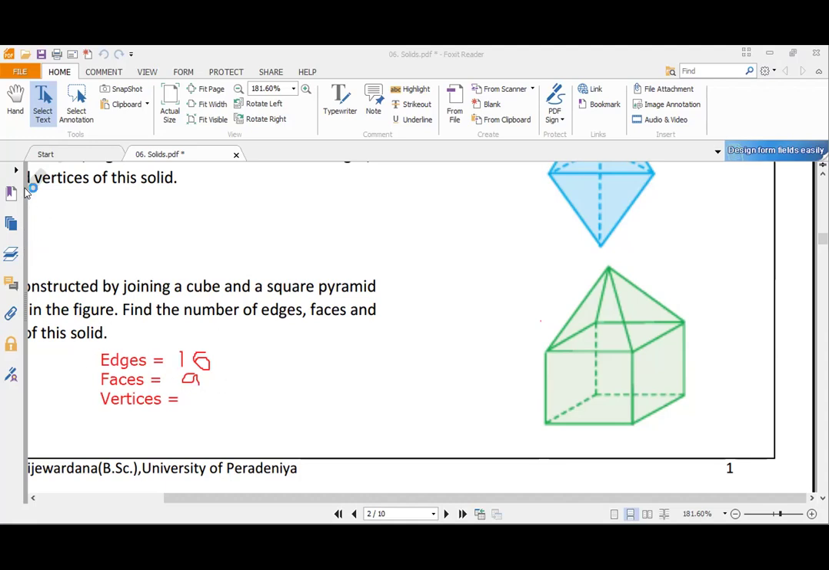Then I am going to count my number of vertices. On the topmost, we have first vertex, second, third, fourth, fifth, sixth, seventh, eighth, ninth. There are 9 vertices.